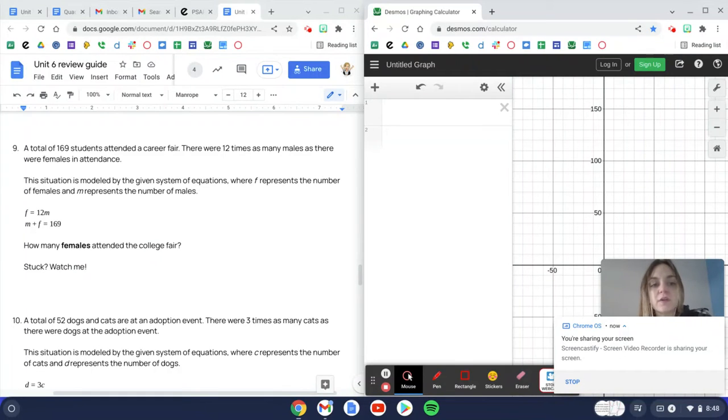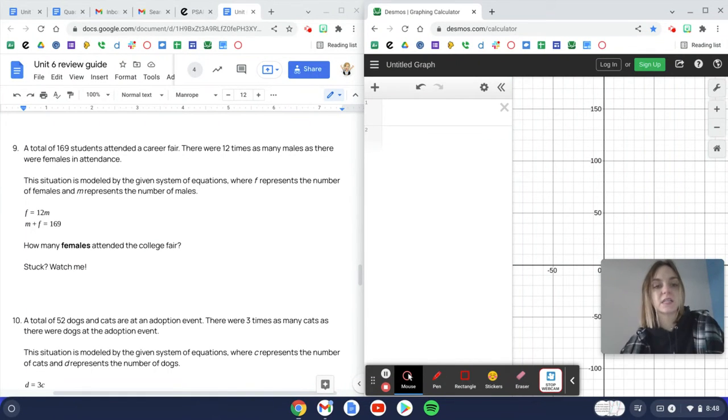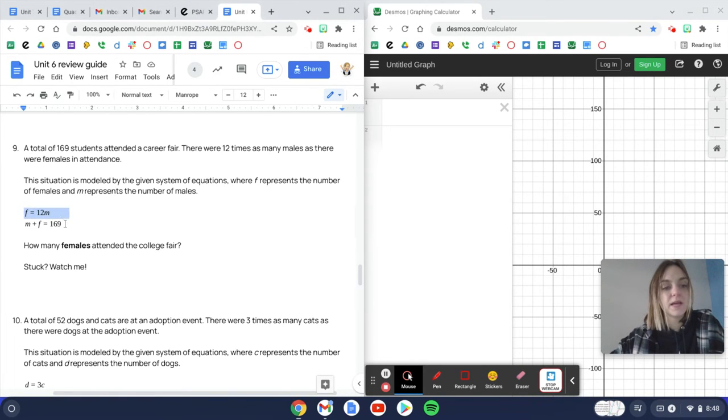Number nine says a total of 169 students attended a career fair. There were 12 times as many males as there were females in attendance. The situation is modeled by the given system of equations, where F represents the number of females and M represents the number of males. So I have F equals 12M, and I have M plus F equals 169.